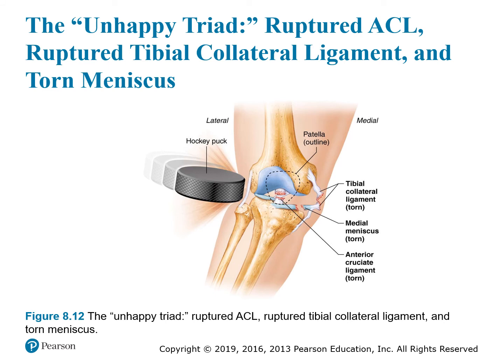Here's the unhappy triad. This is a ruptured ACL, a ruptured tibial collateral ligament, and the torn meniscus. And you can see here's a hockey puck coming from the lateral side and nailing these 3 structures, which would require surgery to repair.